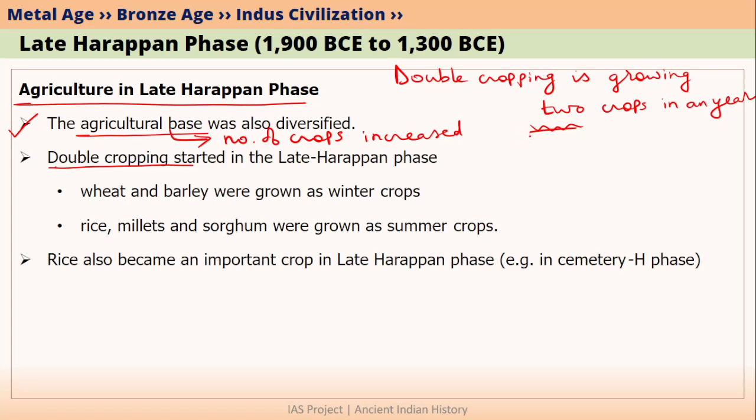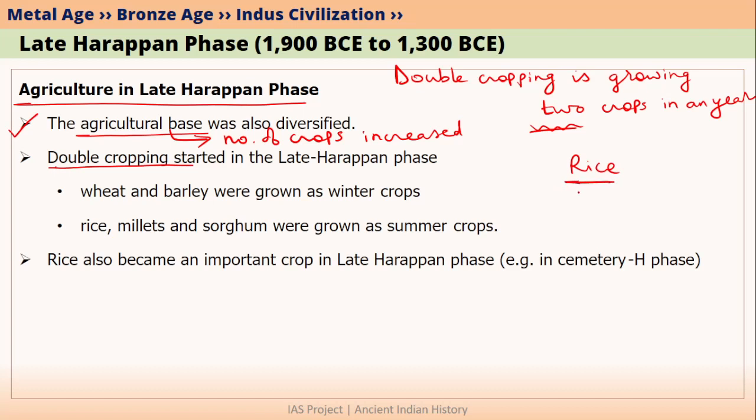If you grow three crops, then it would obviously be called triple cropping. In India today, triple cropping is also practiced in many places. For example, in West Bengal, rice is grown using the triple cropping method. It means that rice is grown three times in a year.